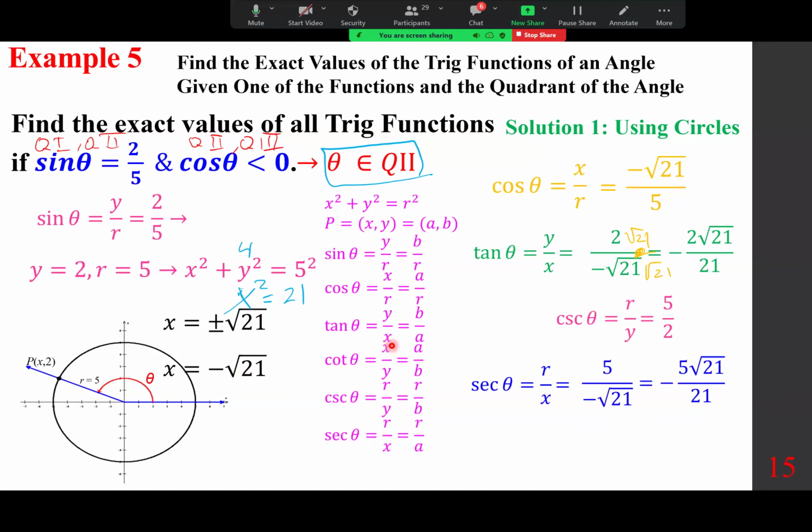Cotangent theta is x over y. So this number over this number. So this would be using circles. It's pretty straightforward. Let's look at the same question using identities. Let's look at the same question, everybody.